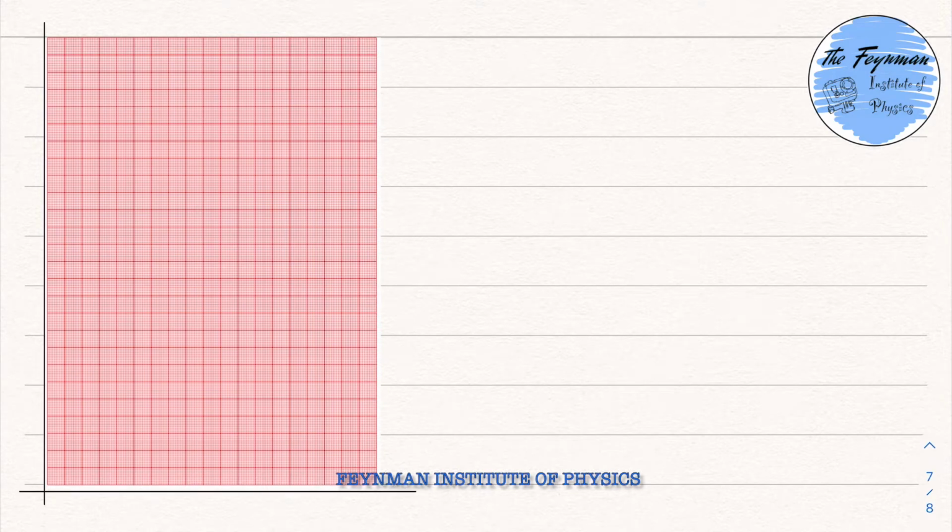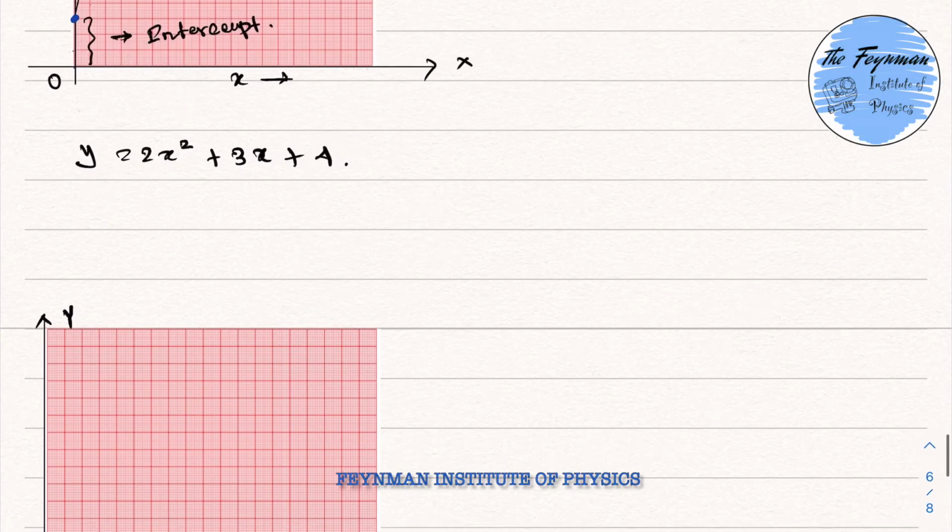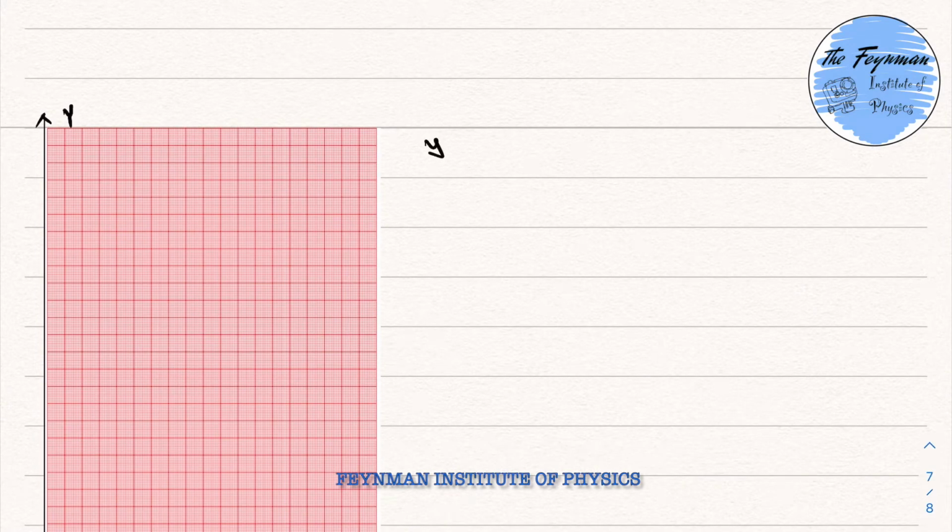So this one is a normal millimeter graph. Again, we need two axes. So this is our reference frame. Suppose this one is x, this is O, this is Y. So OXY is our reference frame, and we have a function y is equal to 2x square plus 3x plus 4.